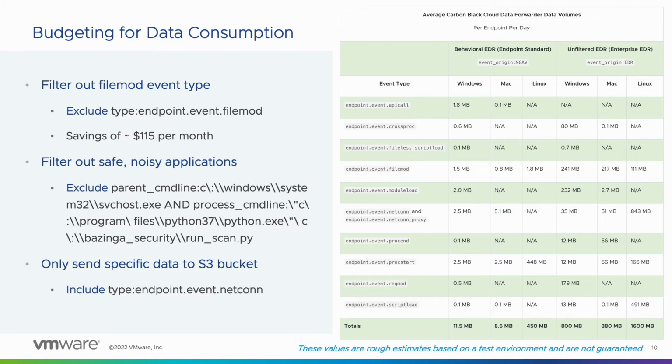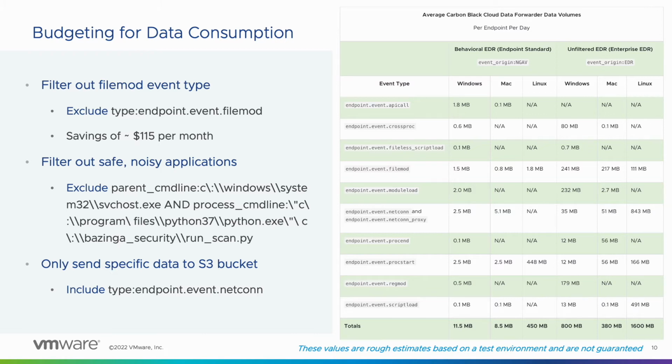We can exclude data where the parent command line is service host exe and the process command line is running a specific Python file, in this case, runscan.py. This allows us to reduce noise while still maintaining and prioritizing the health and safety of our organization.